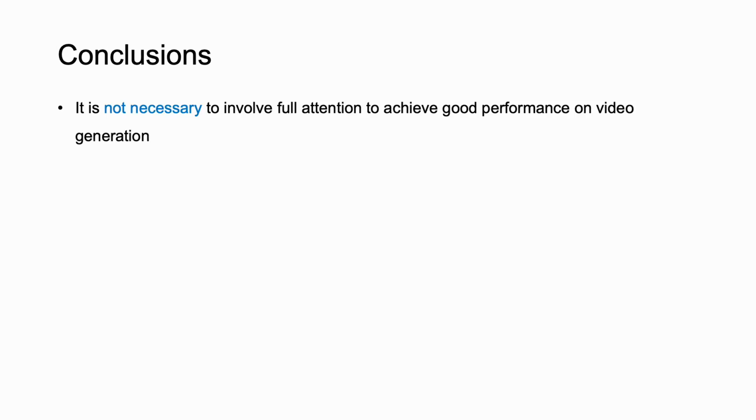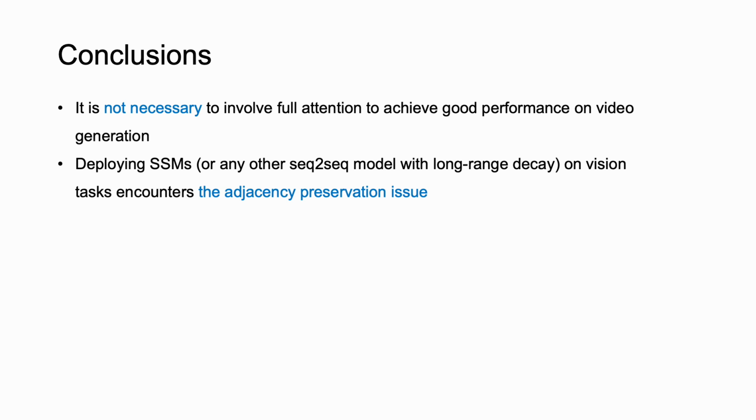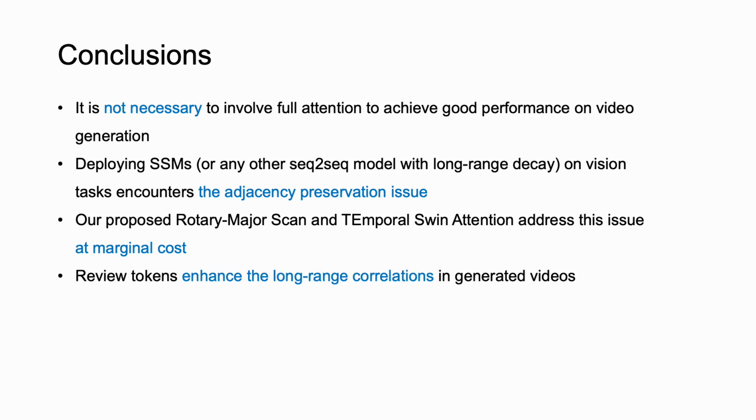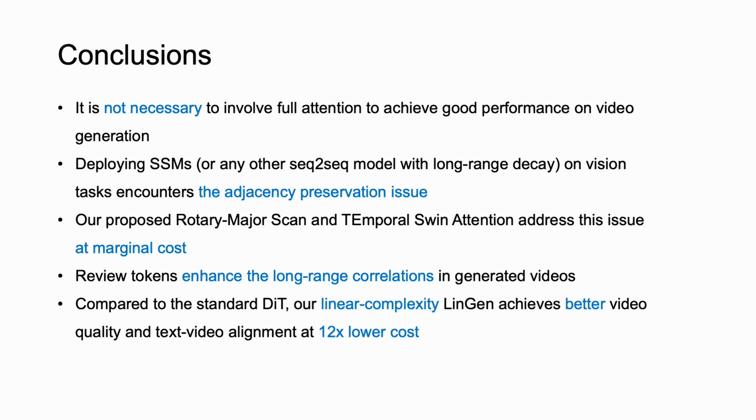In conclusion, the most interesting finding of our work is that it is not necessary to involve full attention to achieve good performance on video generation. LinGen achieves pure linear complexity with respect to the number of video pixels. Deploying SSMs or any other sequence-to-sequence model with long-range decay encounters the adjacency preservation issue. Our proposed rotary major scan and temporal shuffling could completely address this issue at marginal cost and maintain the linear computational complexity. We also used review tokens to enhance the extremely long-range correlations in the generated videos. Compared to the standard DiT, our linear complexity LinGen achieves better video quality and text video alignment at up to 12 times lower cost.